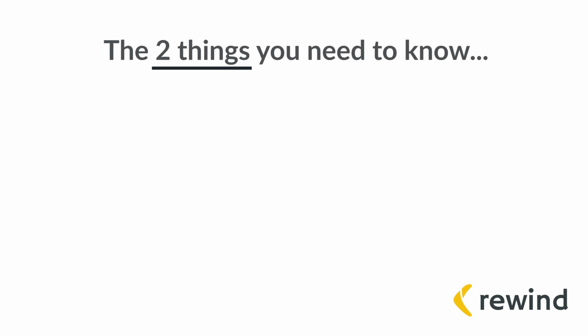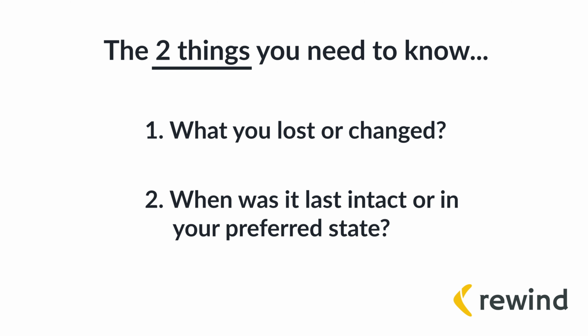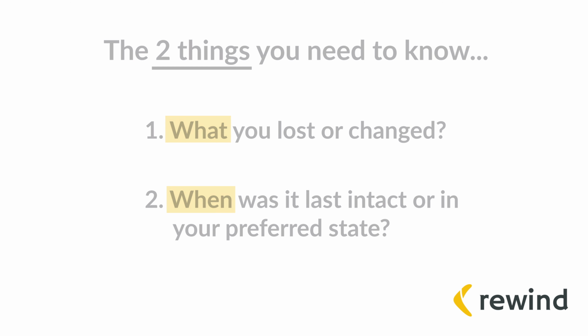We back up all your data on an individual level. So, if you deleted a customer or made an unwanted change to your theme, you can use the vault to find the individual backup file you need and restore it without compromising any other data. In all individual restorations, you need to know 2 things. 1, what you lost or changed, and 2, when it was last intact or in your preferred state. This means if you deleted a customer by mistake, the what is the customer file, and the when is a backup date from before you deleted it.